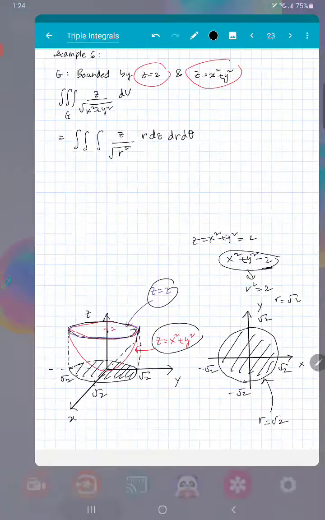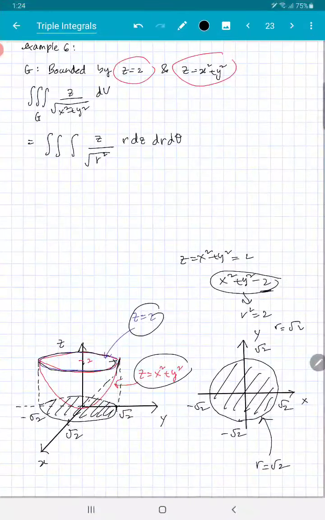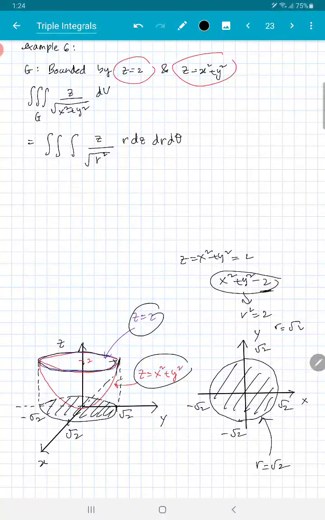Remember, the upper limit for z would be the top surface, and the lower limit would be the bottom surface. Referring back to our solid, if we draw a straight line parallel to the z-axis across our solid, you can see that the top surface would be the plane, and the bottom surface would be the paraboloid. So the top surface is governed by the equation z equals 2, and the lower limit would be the bottom surface, governed by this paraboloid, but we don't use x and y, so x squared plus y squared there will be replaced by r squared.